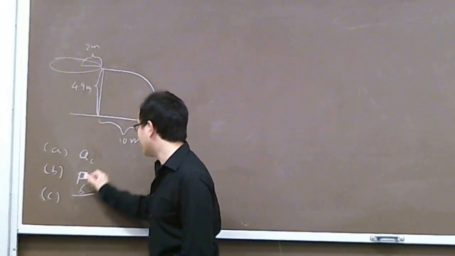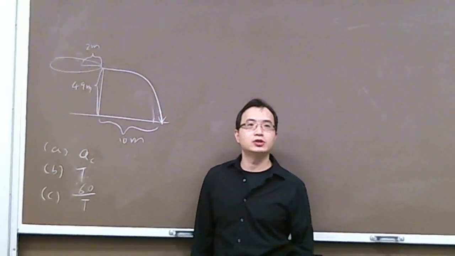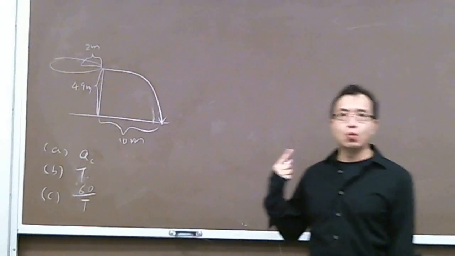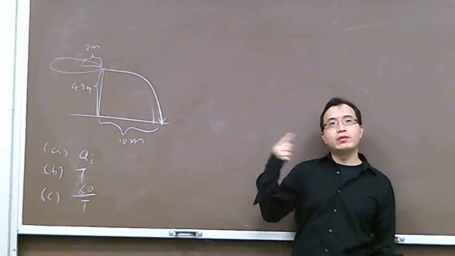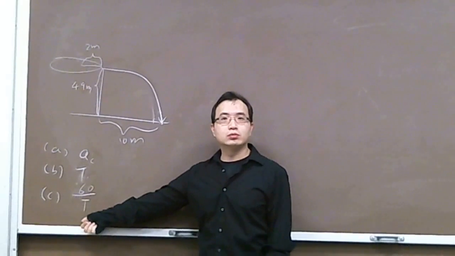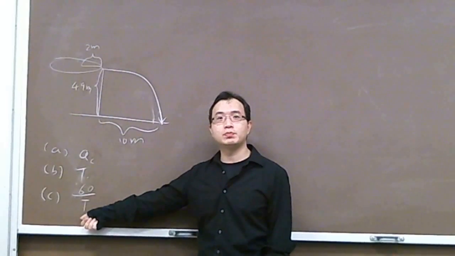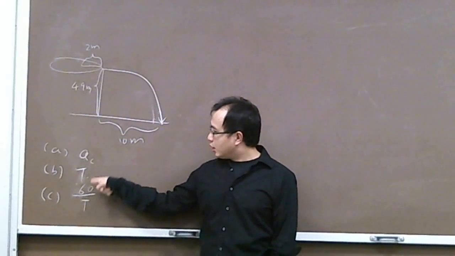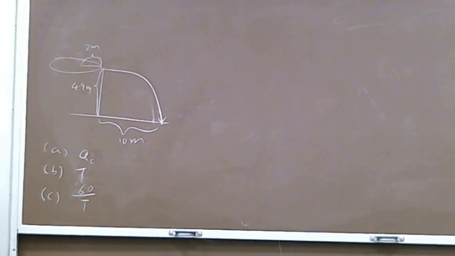Actually, you can see we're calculating 60 divided by period T, right? If you know the period, we ask you how many revolutions per minute. 1 minute equals 60 seconds. So we ask you how many revolutions you are going to have for 60 seconds. The time for each revolution is the period. So 60, the total time, divided by the time for each revolution, gives you the number of revolutions, right? So you can see part C actually depends on part B, the period.